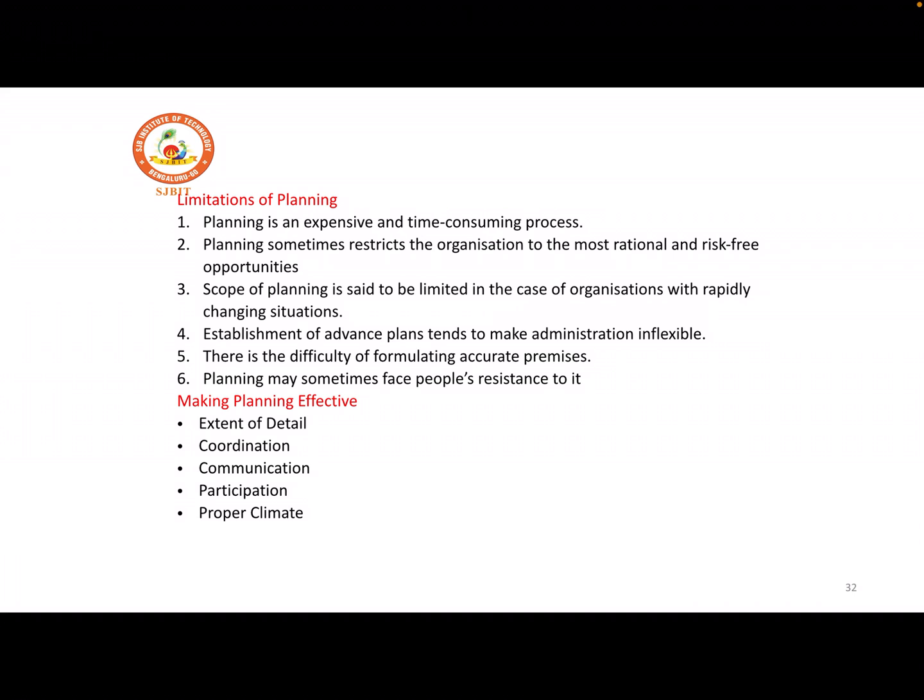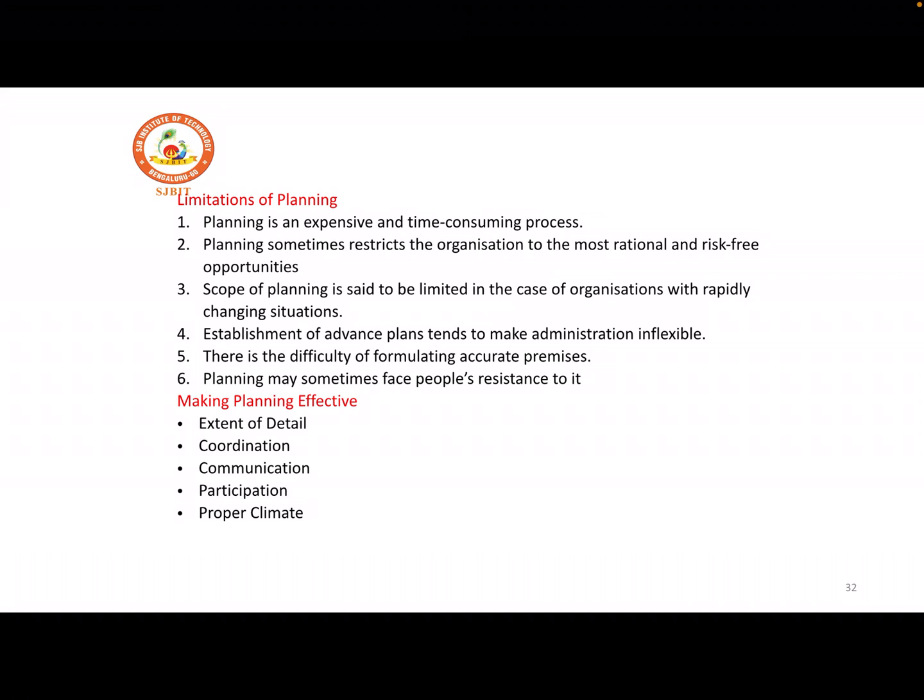Planning sometimes restricts the organization to the most rational and risk-free opportunities. You have planned and everybody says that you should stick to that plan. You are not supposed to change it. So it restricts the organization to the most rational and risk-free opportunities. Sometimes you need to take the risk. Sometimes you need to drop that plan.